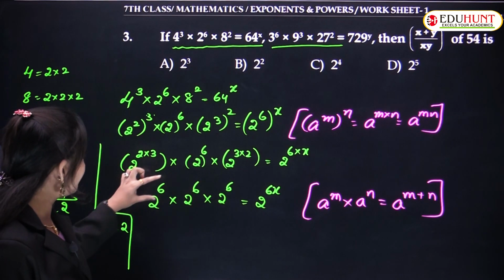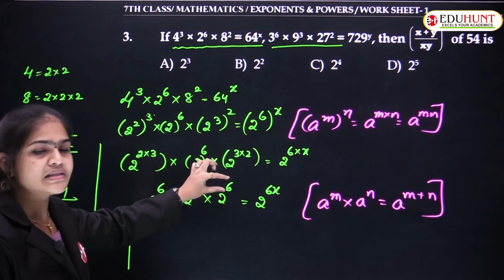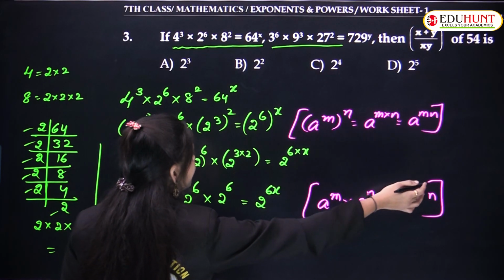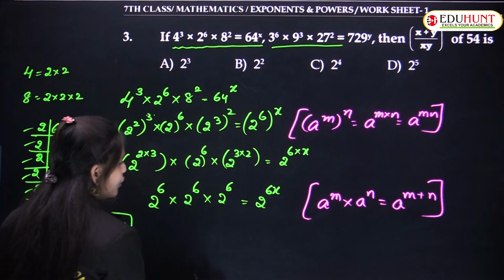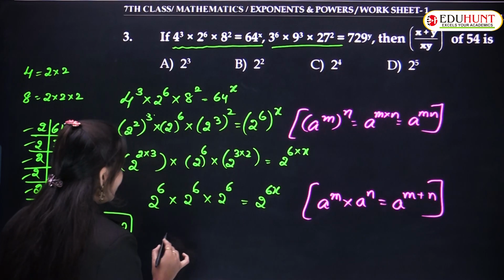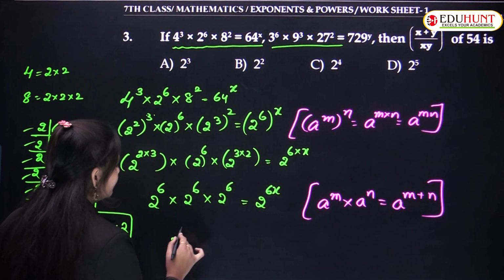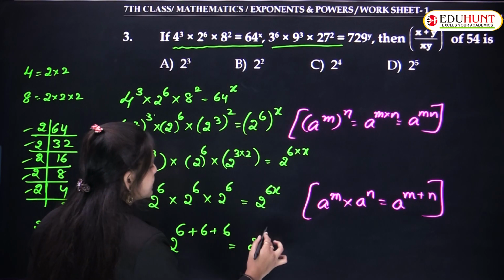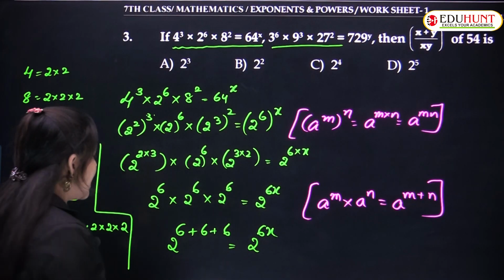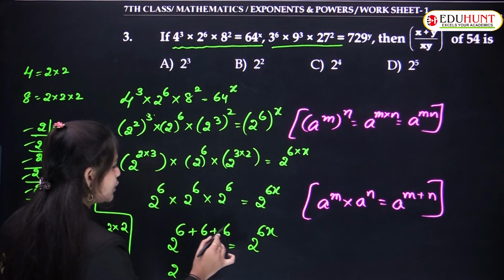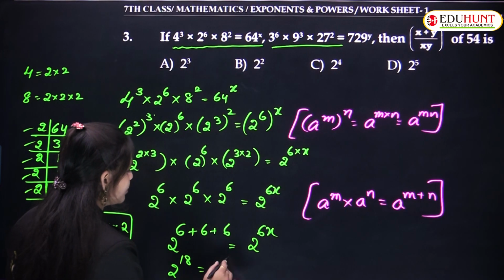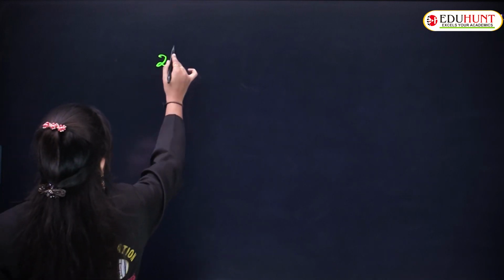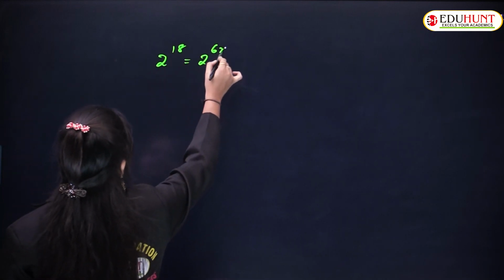See here, a power m into a power n is equal to a power m plus n. Apply that formula here. Just add all the exponents: 6 plus 6 plus 6, 12, 12 plus 6 is 18, which is equal to 2 power 6x. Here we got 2 power 18 is equal to 2 power 6x.